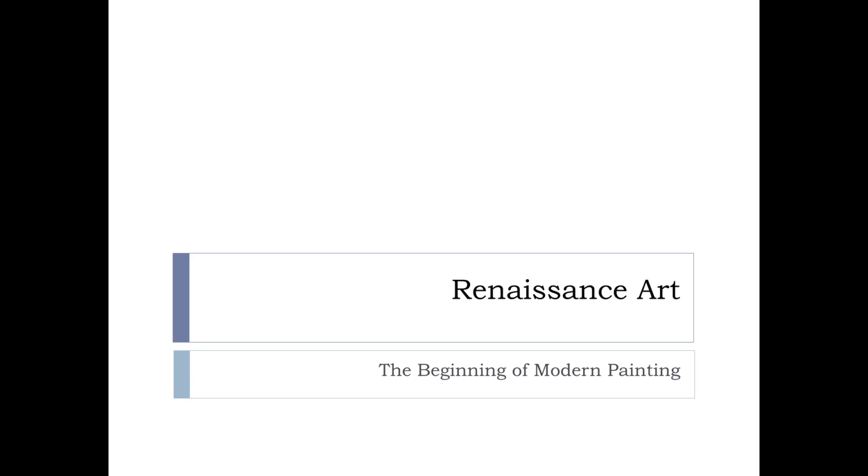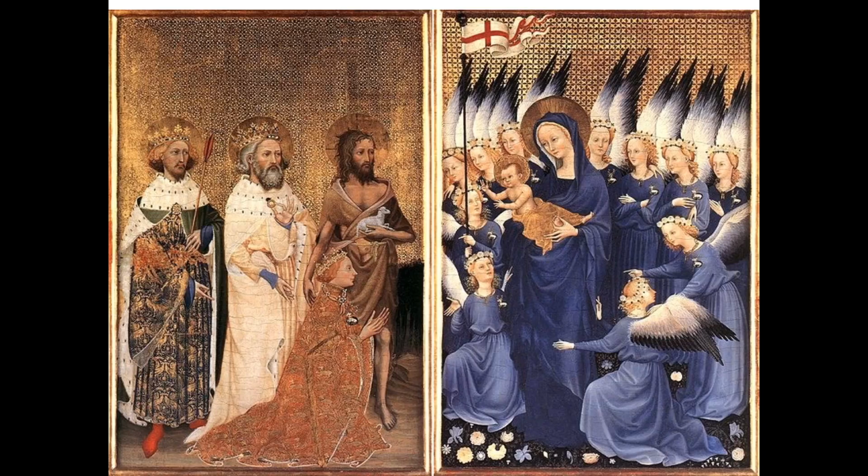All right, so we're going to talk about Renaissance art and the beginning of modern painting. We talked a little bit about this. These are two examples of medieval art, and you can notice that it's very flat looking. It's very two-dimensional. There's no perspective, no real depth to it, and not really much use of shadows. We're going to get into a little bit of that today.